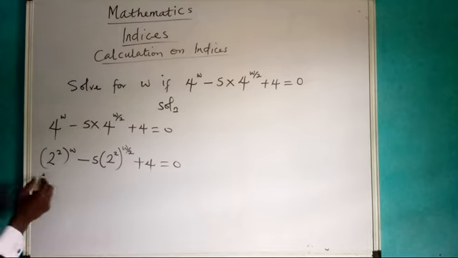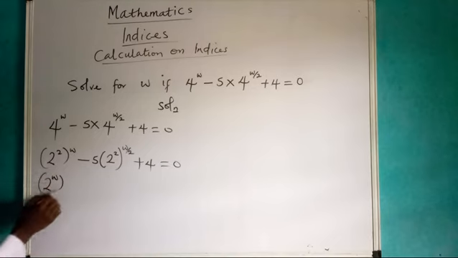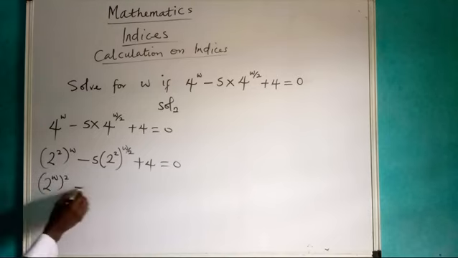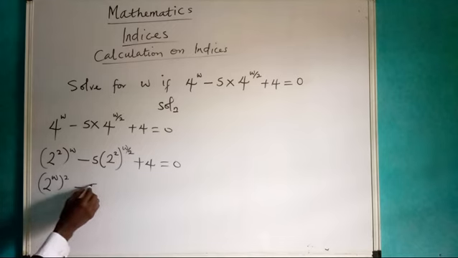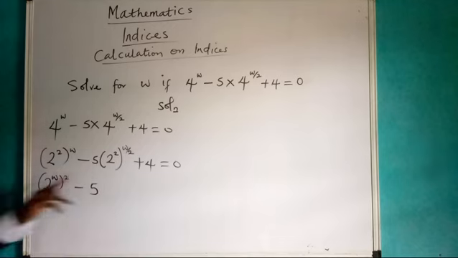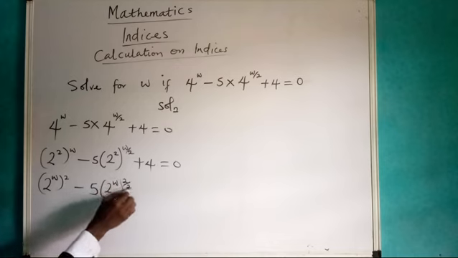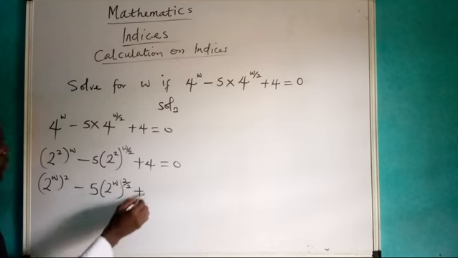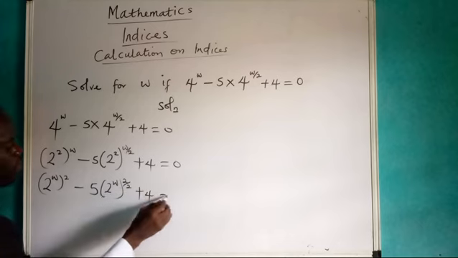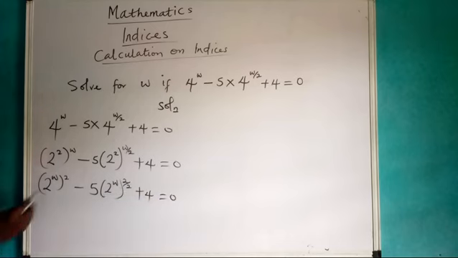Okay, for this one, I can rework it. I can write it as 2 power W and 2 will be outside. And we have this one. I can also still rework this one. I have 2 power W, 2 power W, and 2 over 2 will be outside, plus 4 equal 0.